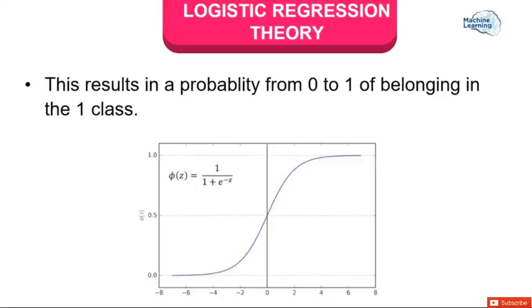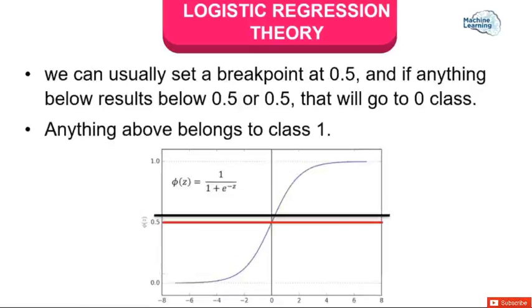So it results in a probability from 0 to 1 of belonging to the 1 class. And again, no matter what we put on this horizontal axis, we will always get some kind of probability between 0 and 1 on the vertical axis. So this means that we can usually set a cutoff at 0.5, and anything with results below 0.5 will go to class 0. Then anything above belongs to class 1. So we're going to use that 0.5 probability as a cutoff point.